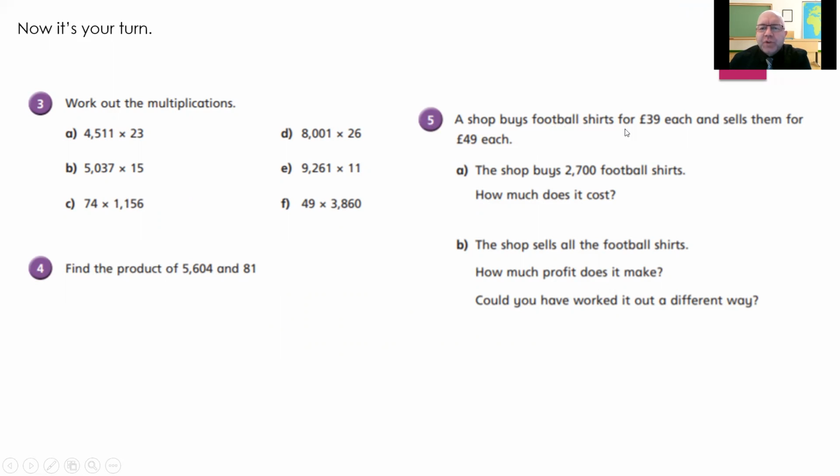A shop buys football shirts for £39 and sells them for £49. The shop buys 2,700 shirts. How much does it cost? And then the shop sells all the shirts, how much profit does it make? So profit is how much money does it make? The difference between the buying price and the selling price. And then finally, a little extra bit there. Can you have worked that out in a different way? Okay. Pause your video, have a go.